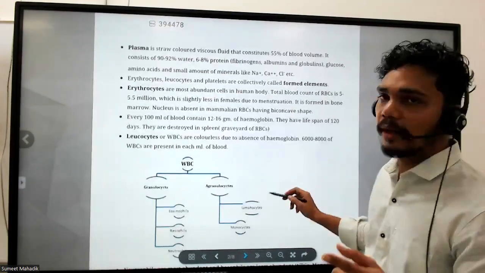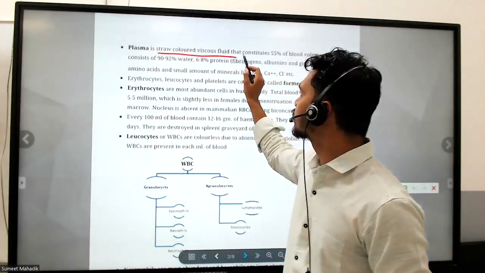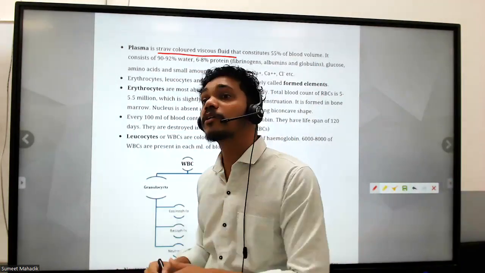Now plasma is a straw colored viscous fluid. Just I told you, right? What is plasma? It is a straw colored viscous fluid. What do you mean by viscous? Who gives the viscosity? What is viscosity?